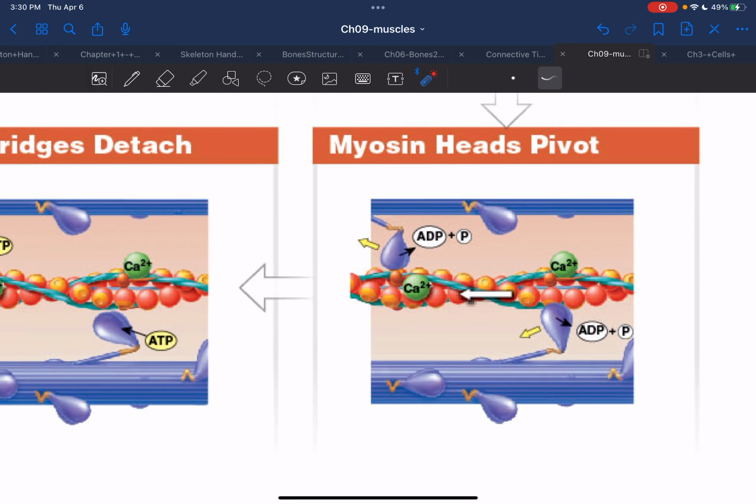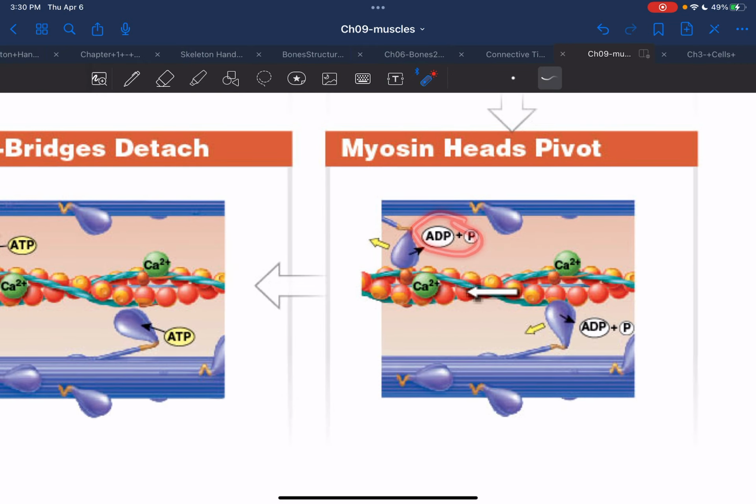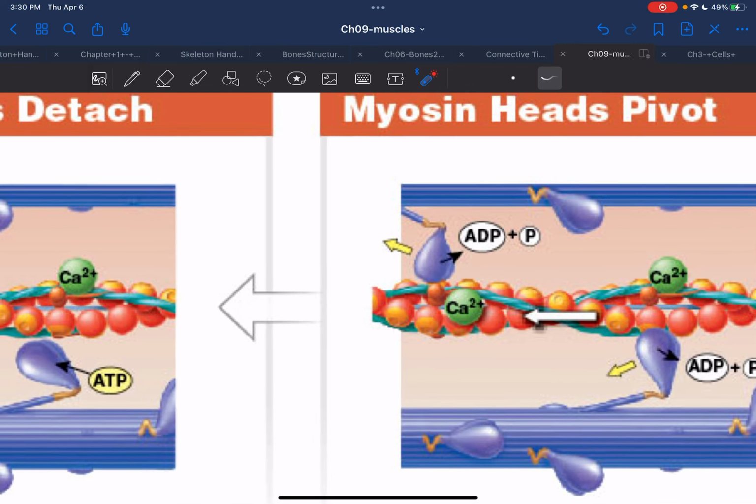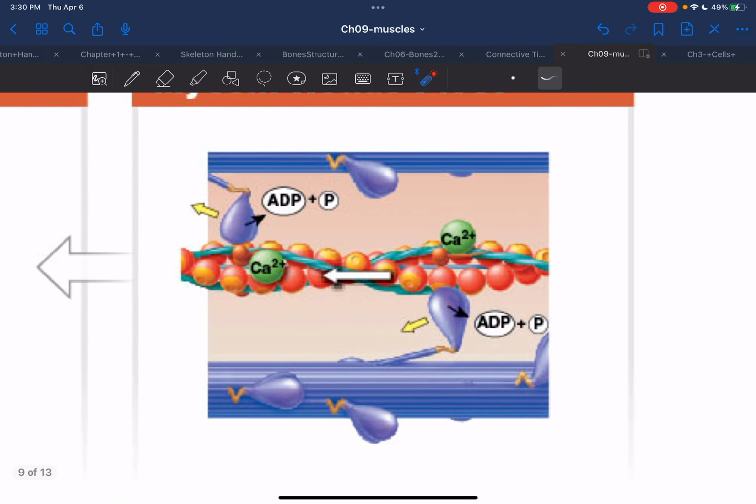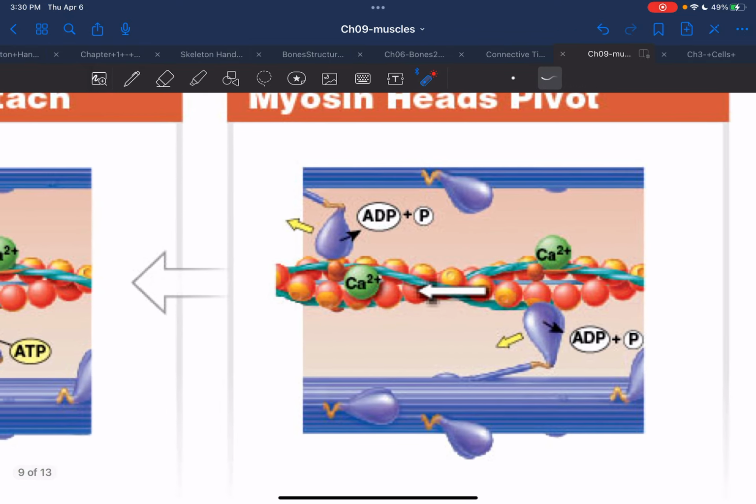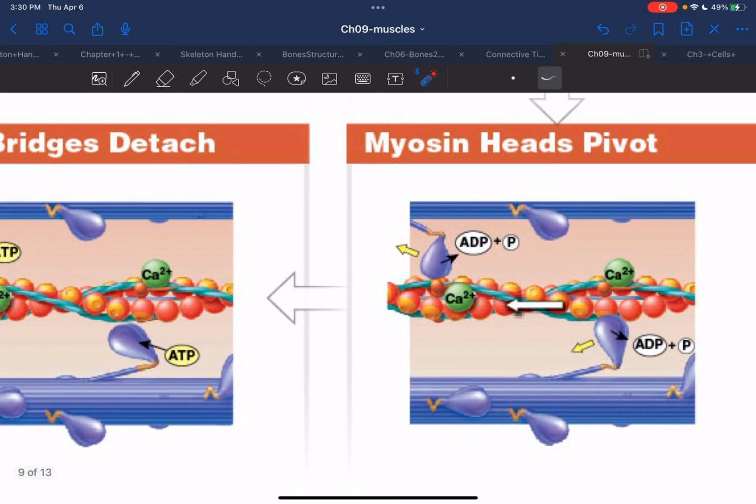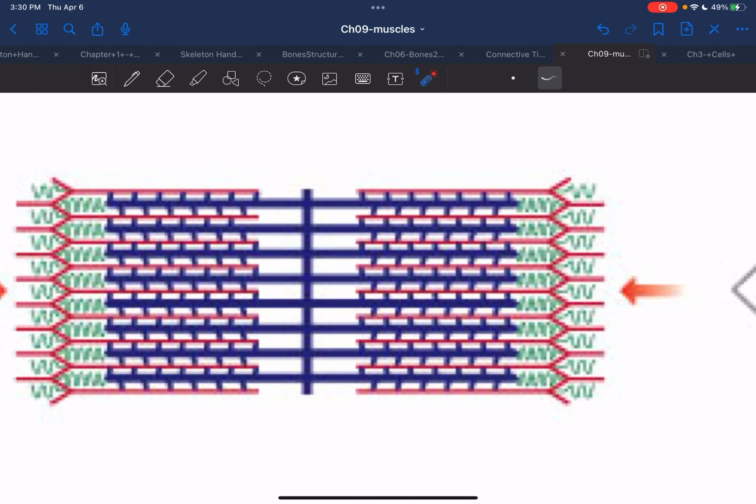And so, next. Now that it used up that ADP, the energy from it is sort of useless. It got used up. And then we're going to need a fresh ATP molecule to come in, a fresh energy molecule to resupply the next motion. So when our myosin heads pivot, that's when we see the movement.